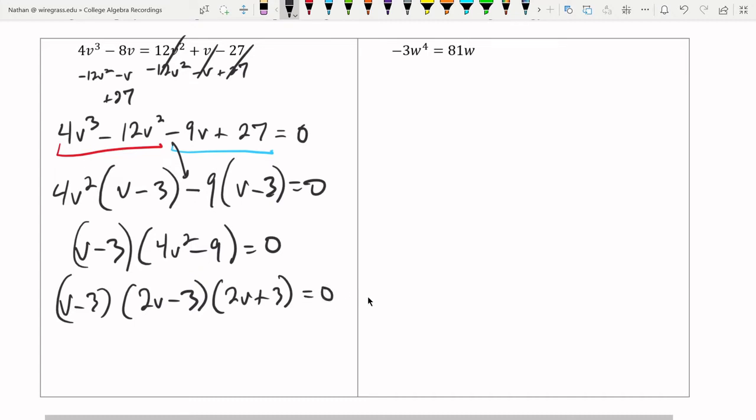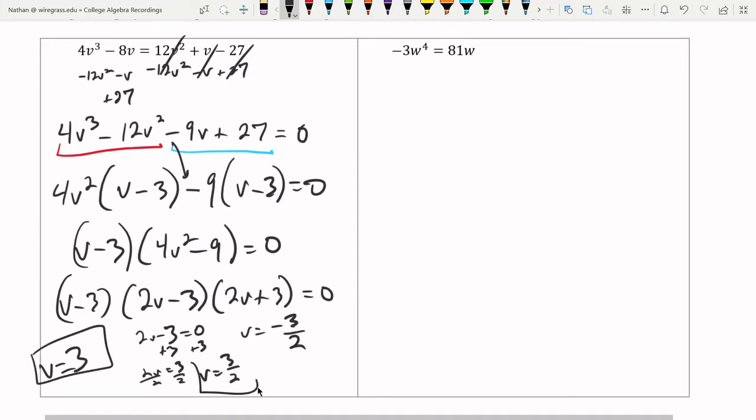And this has 3 solutions. When each one of these is equal to 0, this one equal to 0 gives me 3. 3 minus 3 gives me 0 here. This one equal to 0, you can just set it equal to 0 and solve if you want. I'm going to add 3, then divide by 2. We're going to get v equals 3 halves. And this one's going to be the same thing, but now flipped sign. So v equal to negative 3 halves. So I get 3 solutions here.